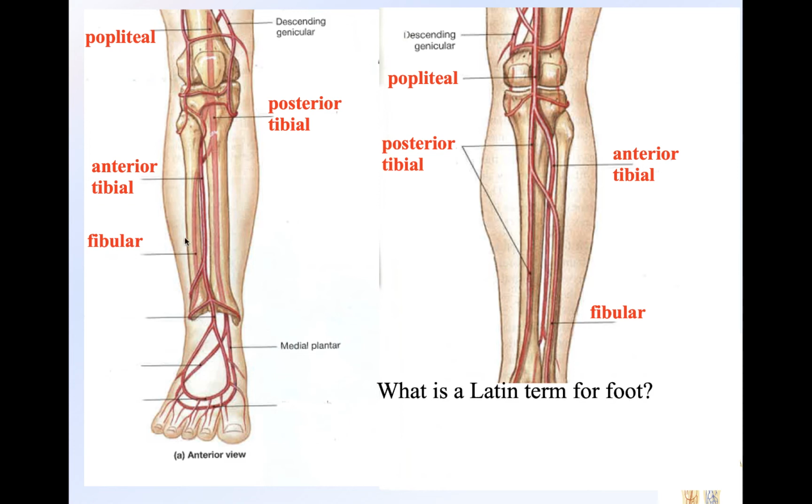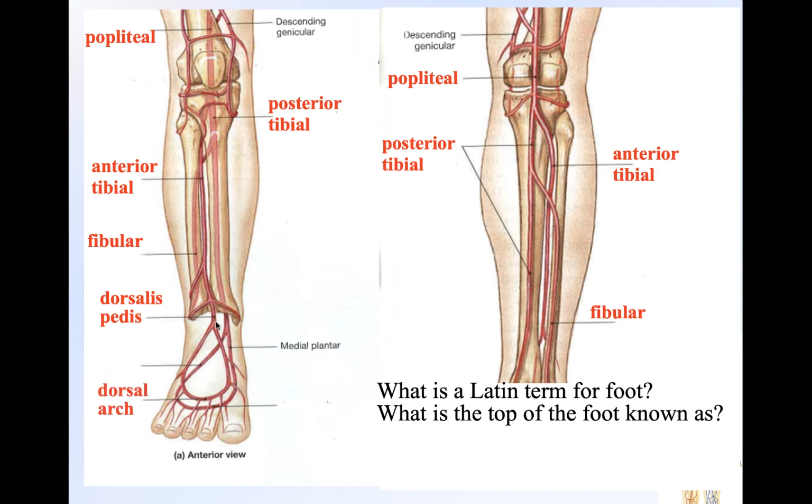Well, what is the Latin term for foot? It's ped. What is the top of the foot known as? It's the dorsum. And so not surprisingly, here's the dorsalis pedis. Again, we introduced this when we talked about taking pulse at different places. If you didn't try this before, I want you to try it now. See if you can get a pulse at your dorsalis pedis. And again, this is a good sign because it tells you that blood flow to the lower leg is good if you can get that pulse there.